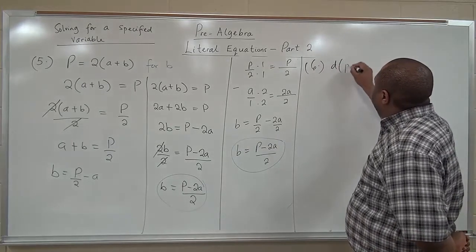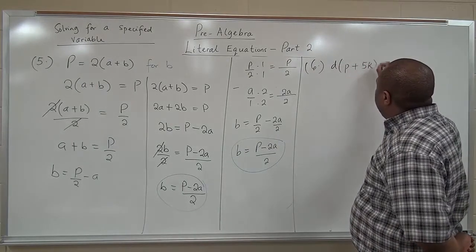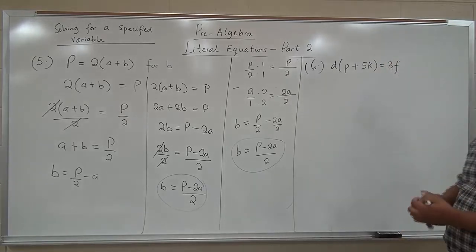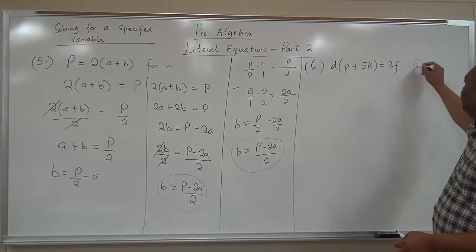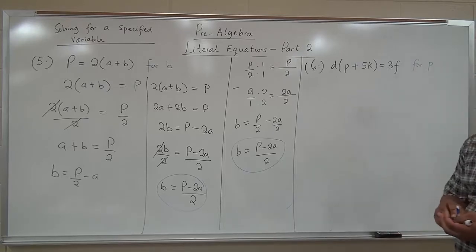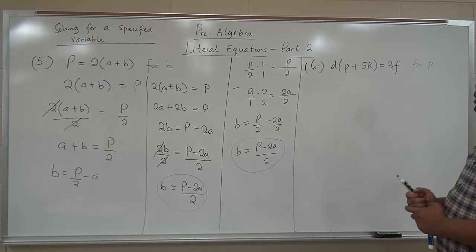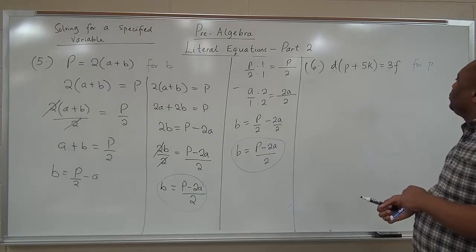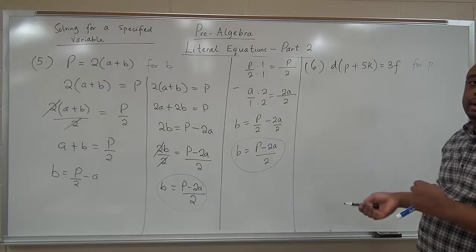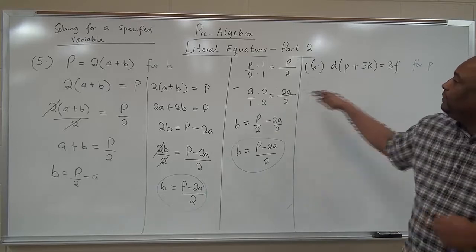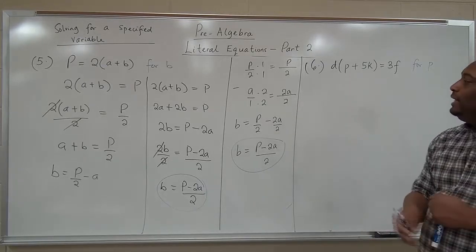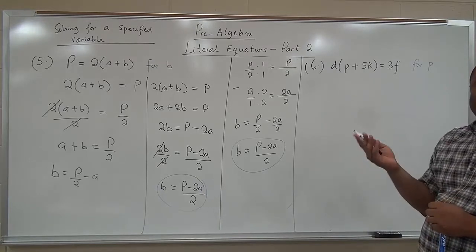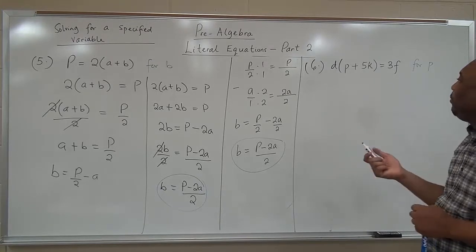d(p plus 5k) equal to 3f. And we want to solve this for p. We can use distributive property first, or we can just divide both sides by d. But it appears that distributive property is kind of easier, faster. So we might want to do that.